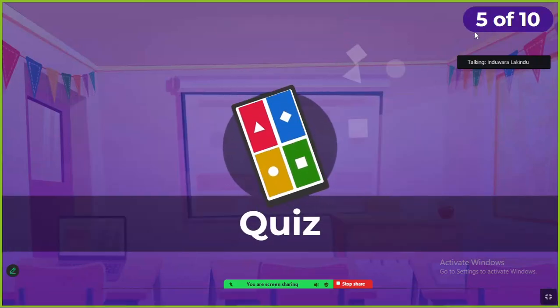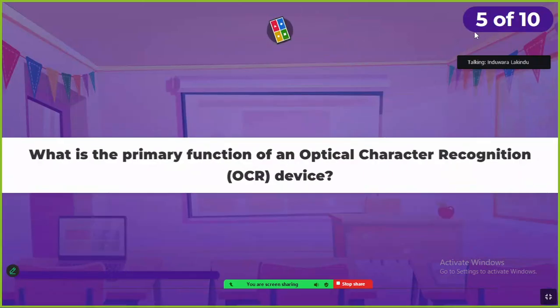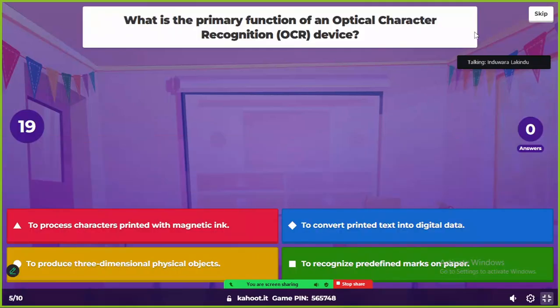Let's see the fifth question. What is the primary function of the optical character unknown? Now this one, I didn't teach yet. I will teach this part next week, probably.